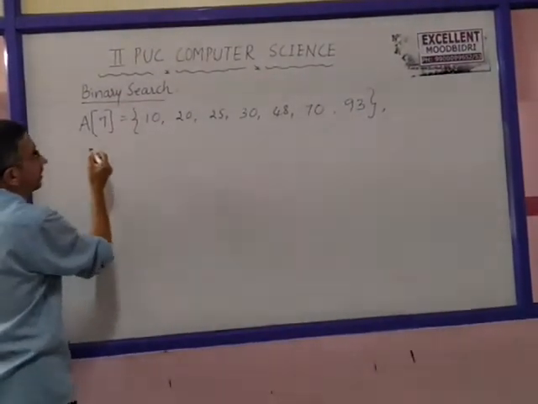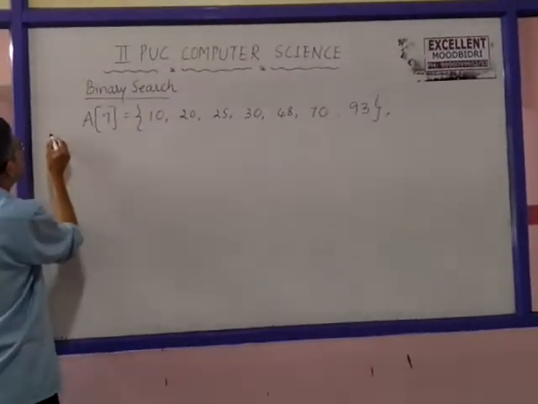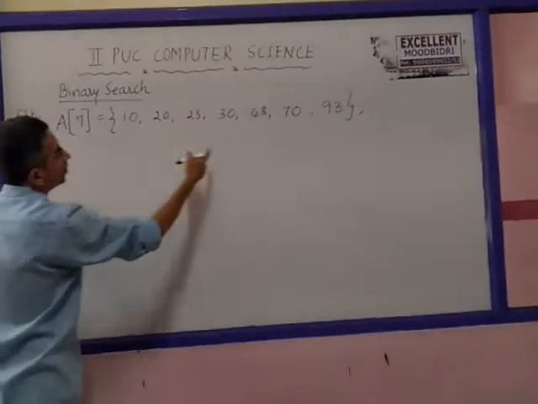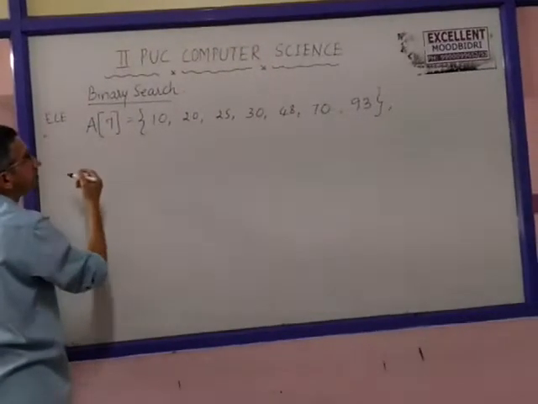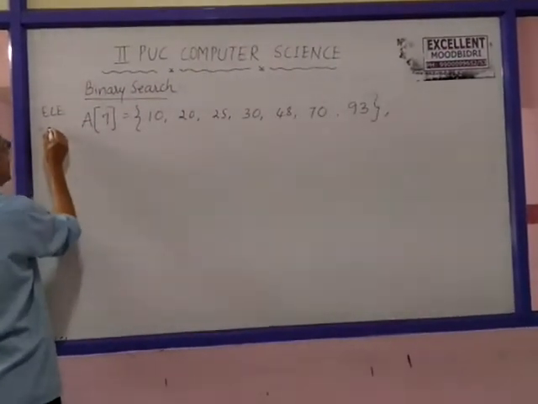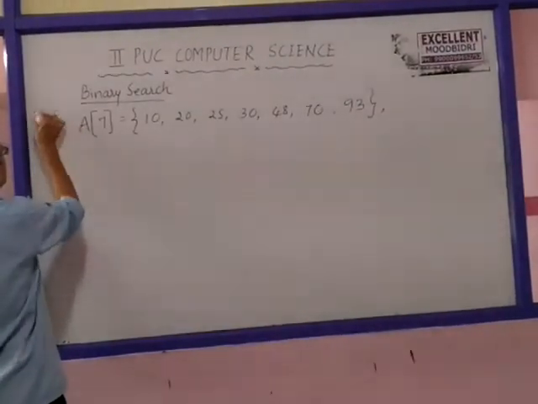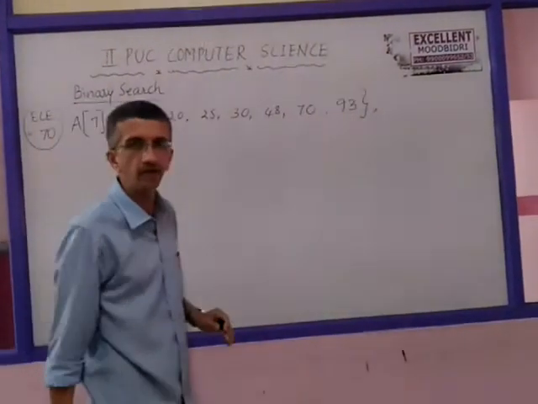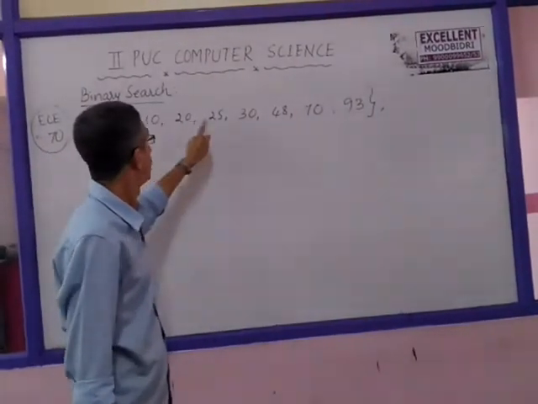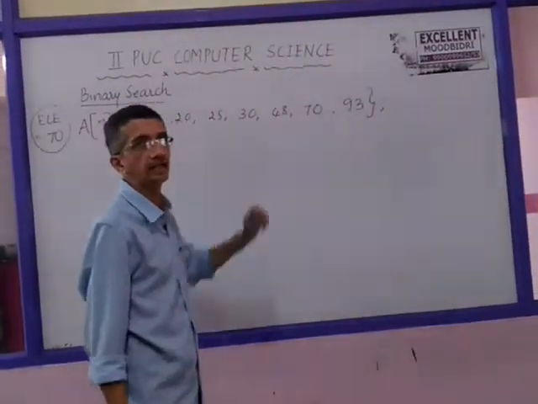Now let us trace this using the algorithm. Suppose the search element is 70. We are searching for the item 70, which is present at index 0, 1, 2, 3, 4, 5. 5 is the index. Let us see how it works.